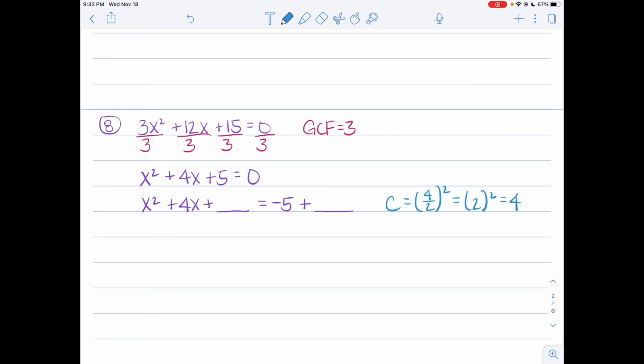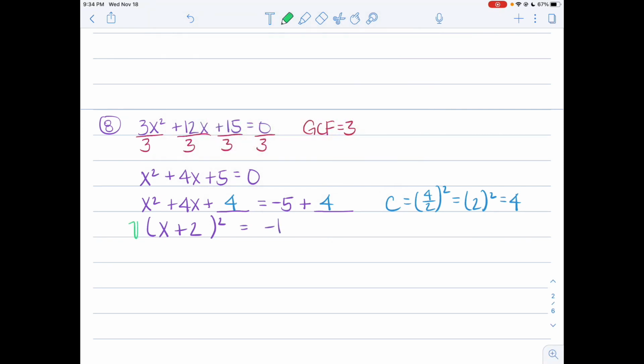Again, if you don't need to write out all of those steps, that's fine. I'm just doing it so that you have it for reference in your notes. I want to add that 4 to both sides, and now I can rewrite this left side in its factored form. So I know I have an x and a plus 2 because I'm looking for half of the b number. On this other side, I can do the addition and get a negative 1.